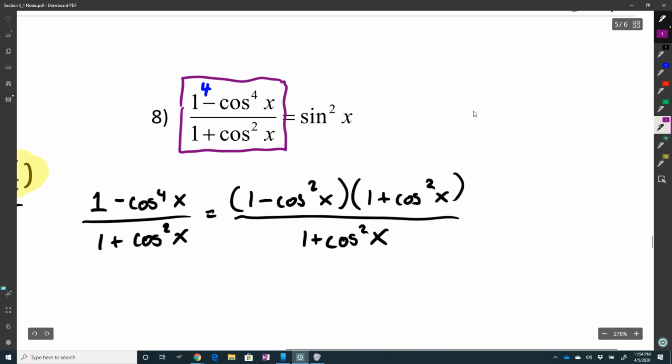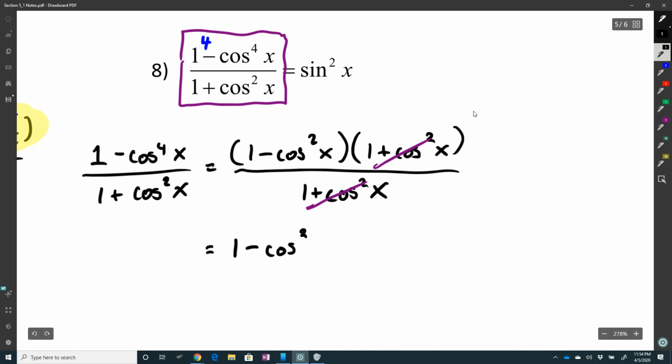Now, happy things happen. Notice that the way I have it written, we have the 1 plus cosine and the 1 plus cosine simply cancel out. That leaves us with 1 minus cosine squared, which again, 1 minus cosine squared is just sine squared.